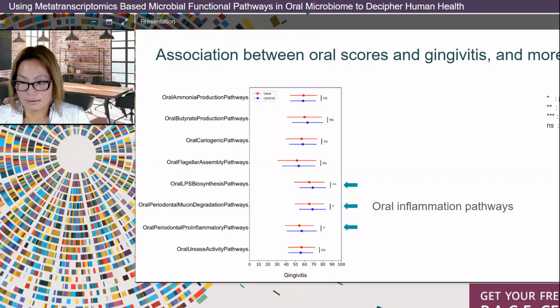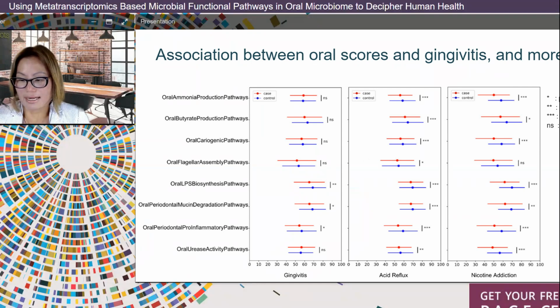These 3 oral inflammation pathway scores, indicated by the arrows, are significantly worse, meaning lower in cases relative to their control counterparts, and they have different levels of significance. Now, if we look at acid reflux and nicotine addiction, the story is the same. Actually, look at the middle, acid reflux: all 8 scores are significantly worse in the case than in the control. And for nicotine addiction, the same story here.